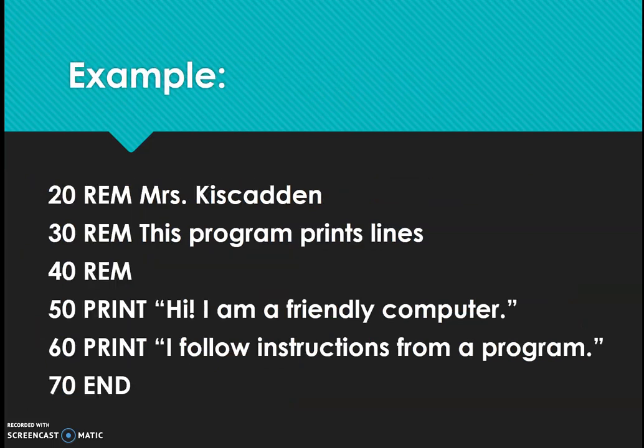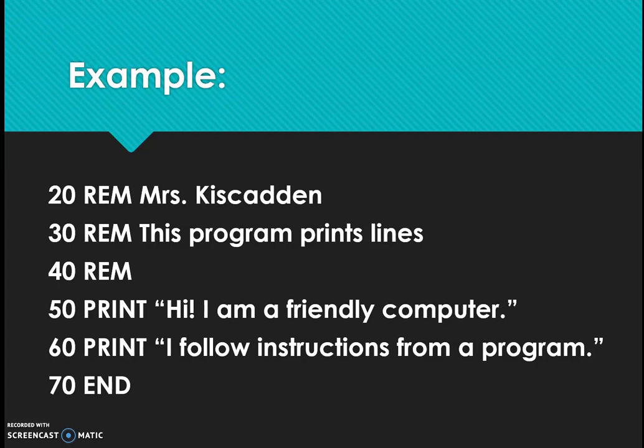So here's an example of 6 lines of executing code. And if we recall, my keyword REM is just comments. So line 20 is going to be a remark within the program. It just tells you that Mrs. Kiskaden wrote this program. Line 30 just tells me what the program is, that this is going to print a series of lines. Line 40 is just used as a spacer. It's being ignored, but it helps chunk out and makes the code easier to read.